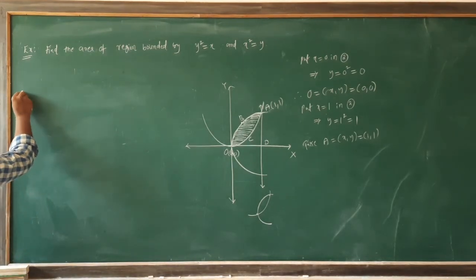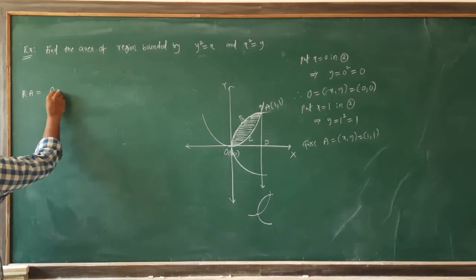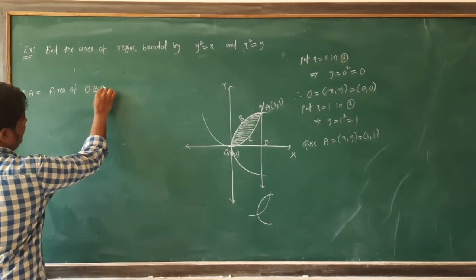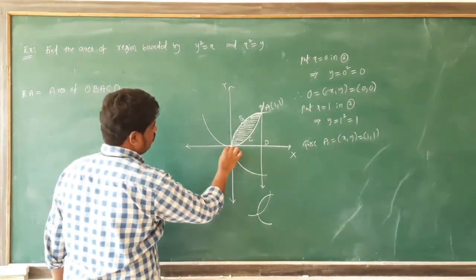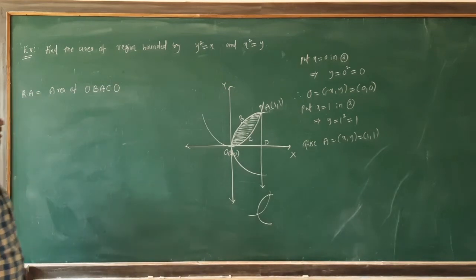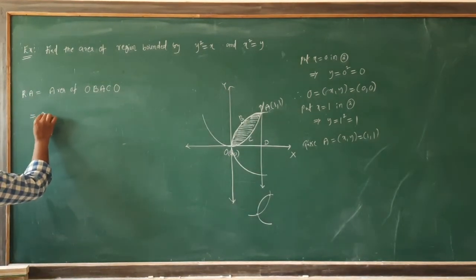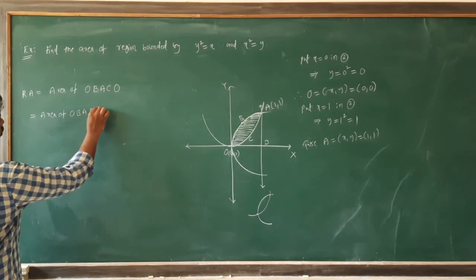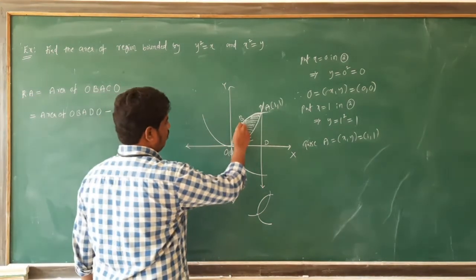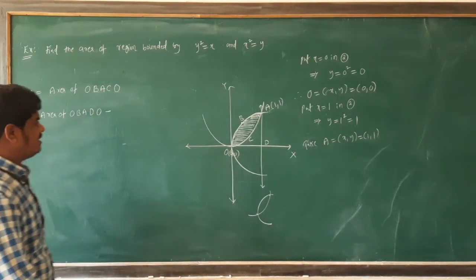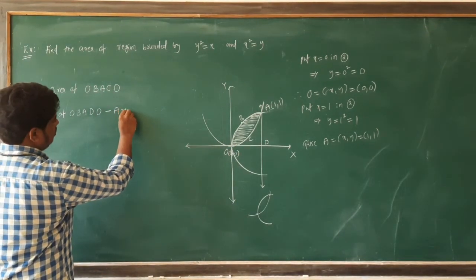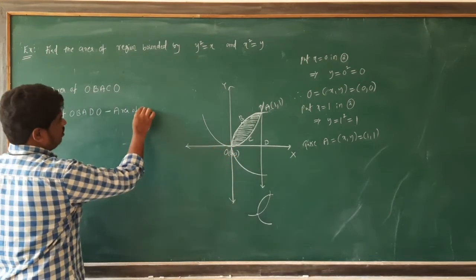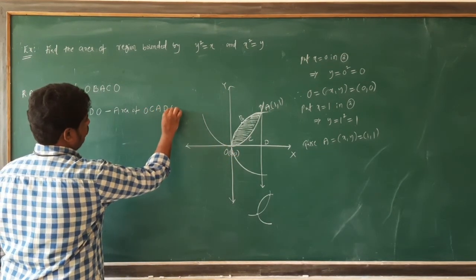Now I am writing here. Required area is equal to the area of O B A C O. This is equal to the area of O B A D O minus the area of O C A D O.